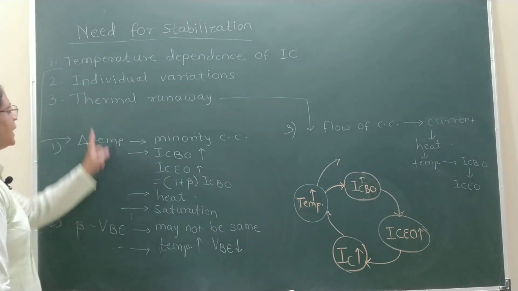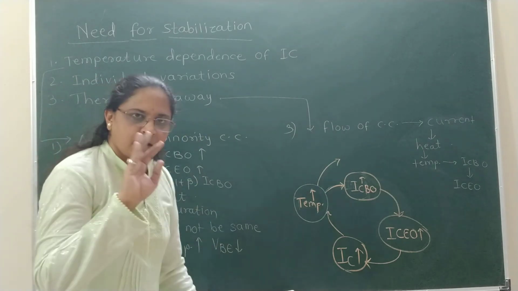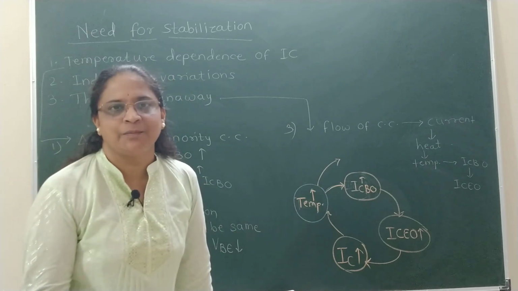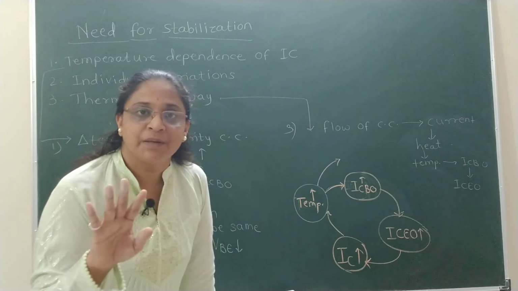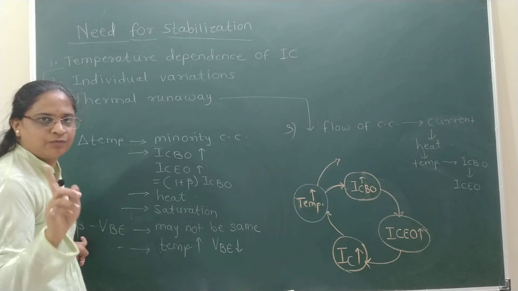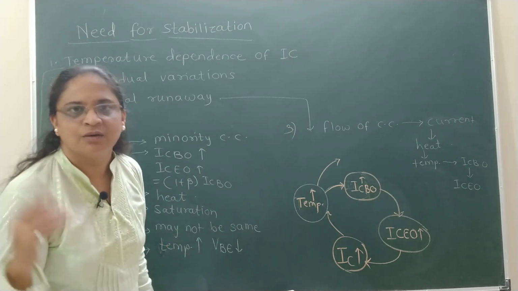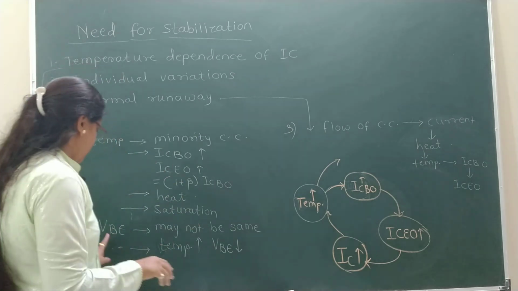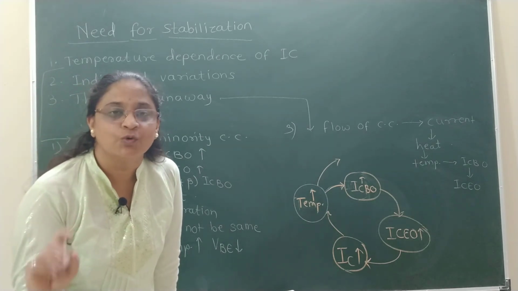Second, beta and VBE parameters. When a transistor is replaced by another of the same type, for example an NPN transistor replaced by another NPN transistor, beta may vary and the VBE requirement may be different. For example, beta will be 65 for one NPN transistor, and for another of the same type it may be 70 or 75, it may be 100. So beta variation will take place, as well as VBE, with a minimum requirement of 0.6 to 0.7 volt.